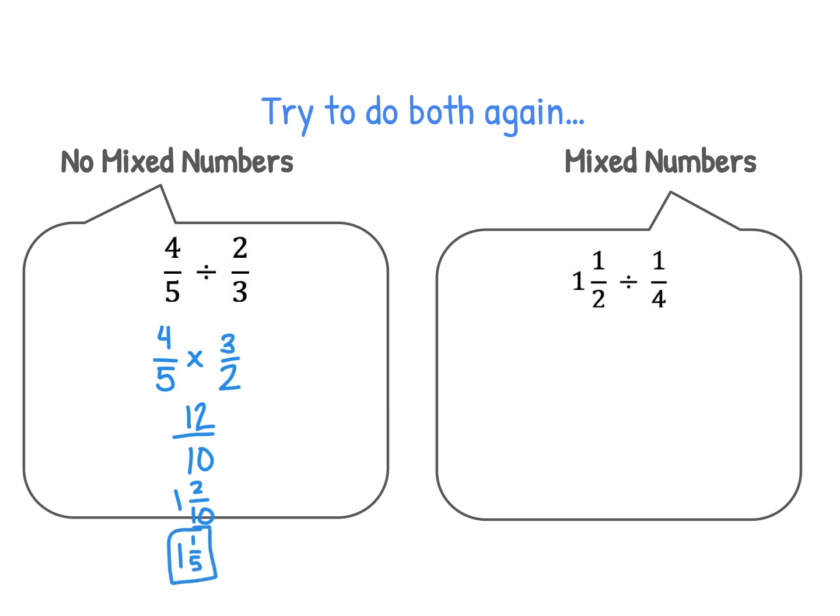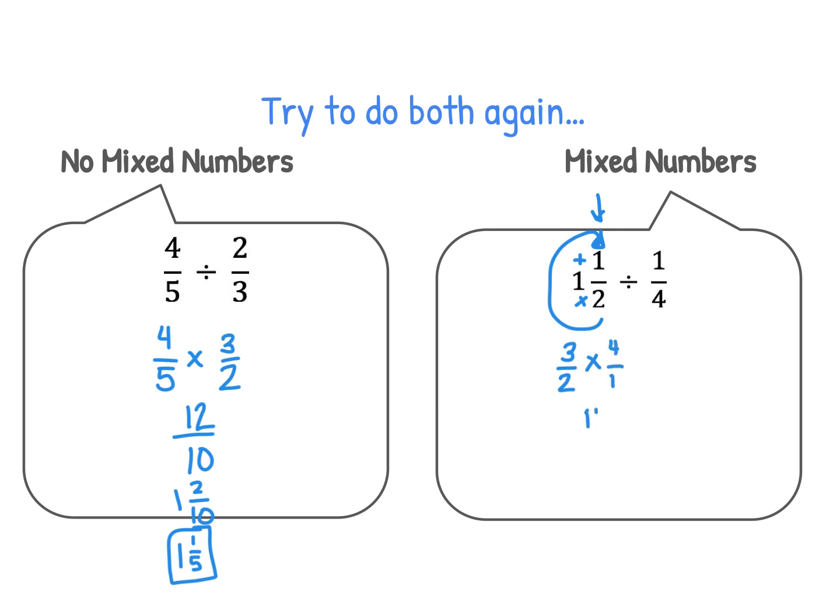How'd you do? Okay, mixed numbers. So here's our mixed number. We got to go around the world. We need to do some multiplication and addition. So 2 times 1 is 2, plus 1 is 3. So that becomes 3/2. We're going to change the division to multiplication. We're going to flip the second fraction to be 4/1.